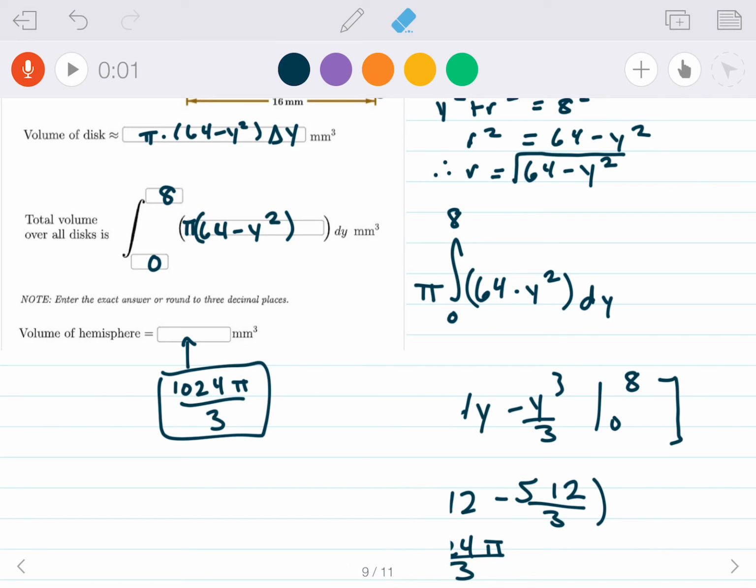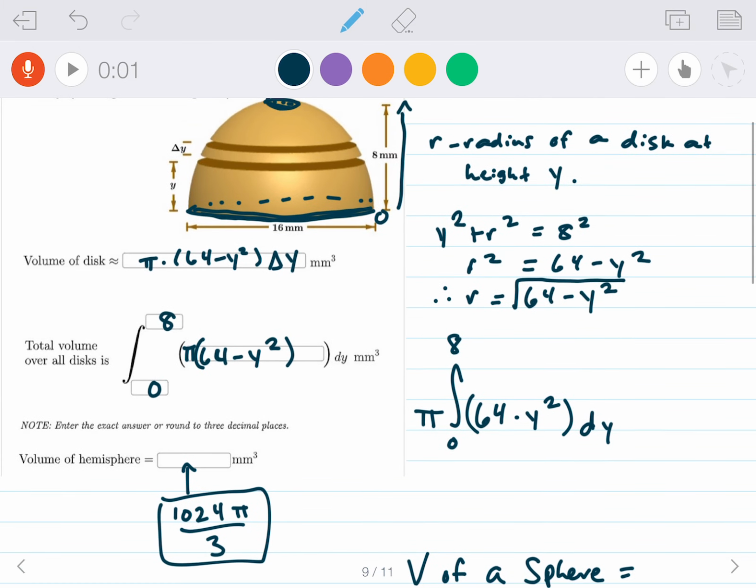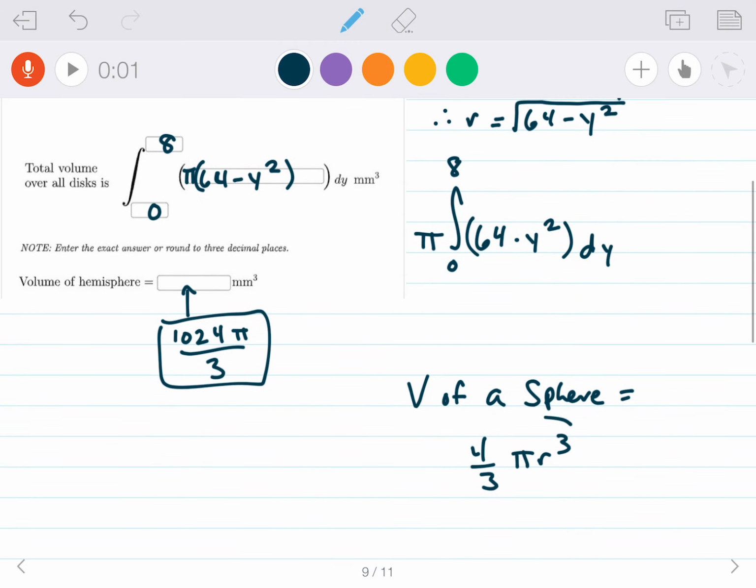You should also confirm your answer by using the geometry formula. The volume of a sphere is 4/3 pi r cubed. The radius of the sphere is 8, so you should plug this in and see if, when you divide it by 2, because we have a hemisphere, you indeed get this answer. We can do this without calculus, but I would just use that to check your answer.